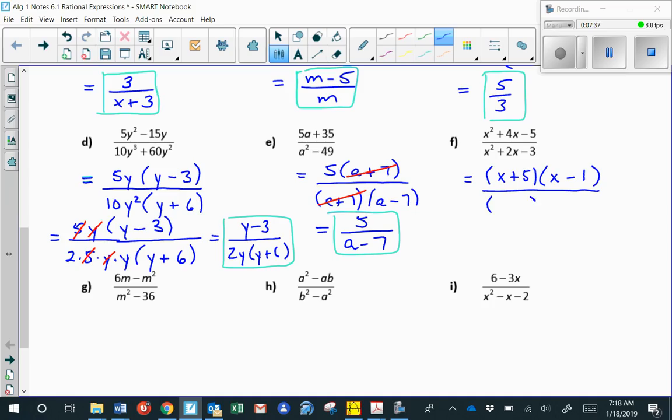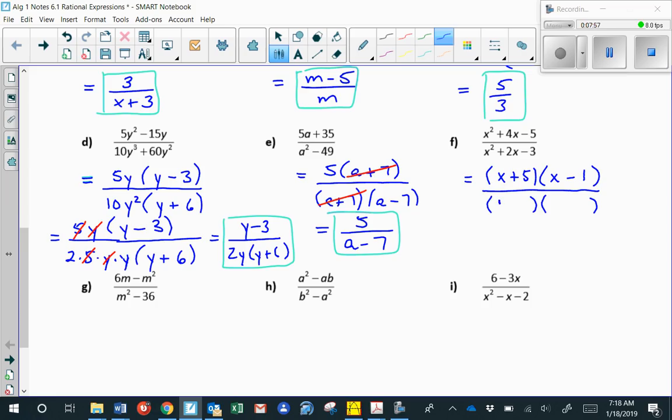If you're going to do the AC method, which you still can, you need to do that off to the side. I don't want to see your factoring in the middle of a fraction. Okay, in the denominator, we have a similar setup. We have x squared plus 2x minus 3. A, the first coefficient, is 1.